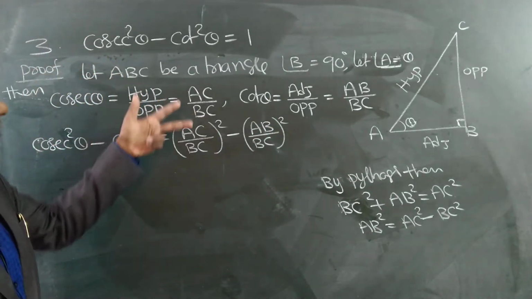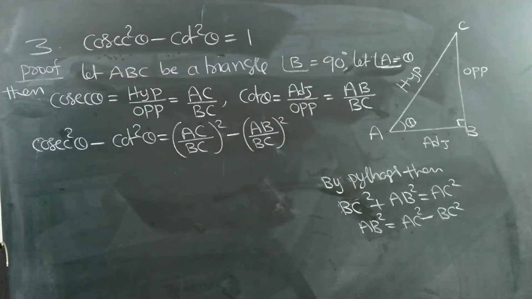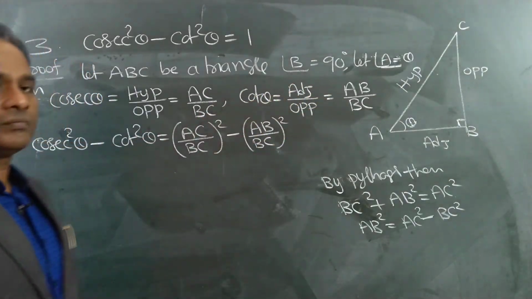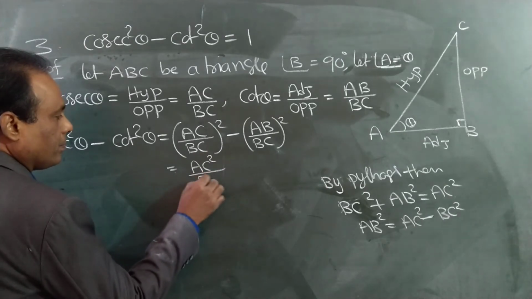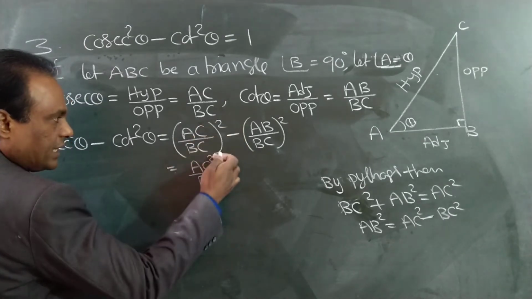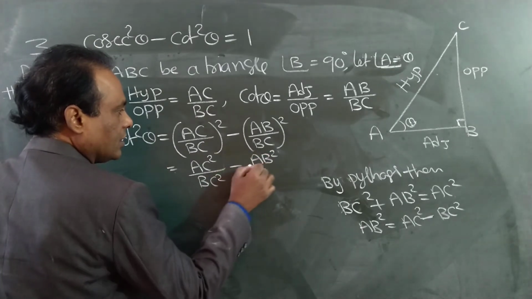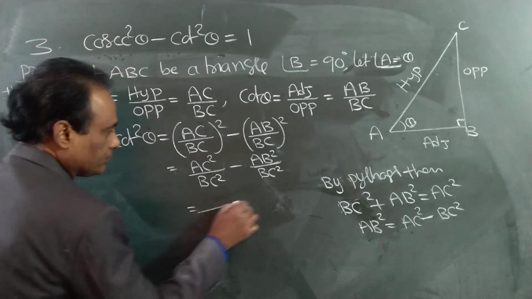Cosecant definition is AC by BC, cot definition is AB by BC. So AC square by BC square, square is for numerator and also for denominator, minus numerator AB square, denominator BC square. Take LCM.